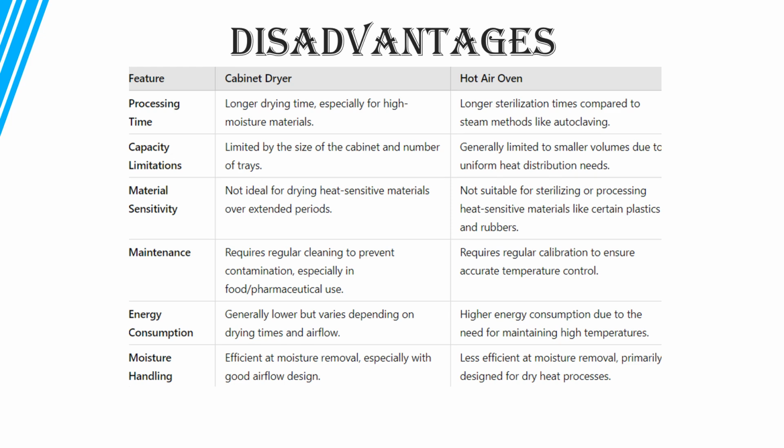Moisture handling, for cabinet it is efficient at moisture removal, especially with a good airflow design. If the airflow design is good, it will be more efficient in the removal of moisture. For oven, it is less efficient at moisture removal. Primarily, it is designed for dry heat process. Since it is a dry heat process, the removal of moisture content is not that efficient.